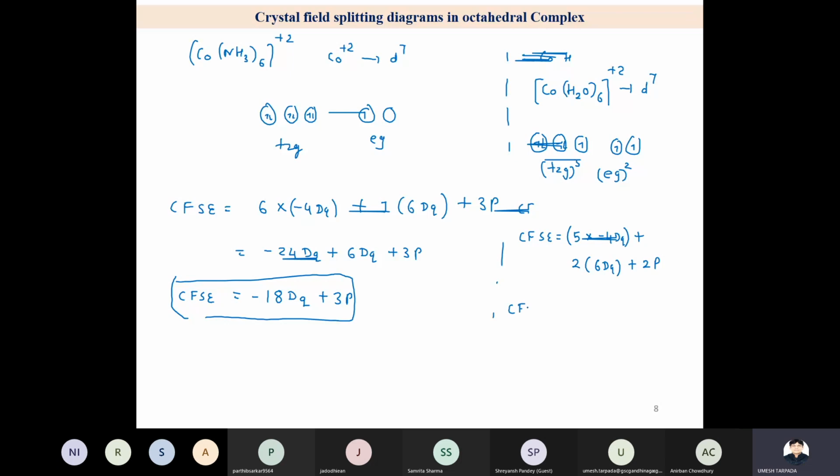So crystal field stabilization energy becomes equal to minus 20 Dq plus 12 Dq plus 2p. So it becomes minus 8 Dq plus 2p.